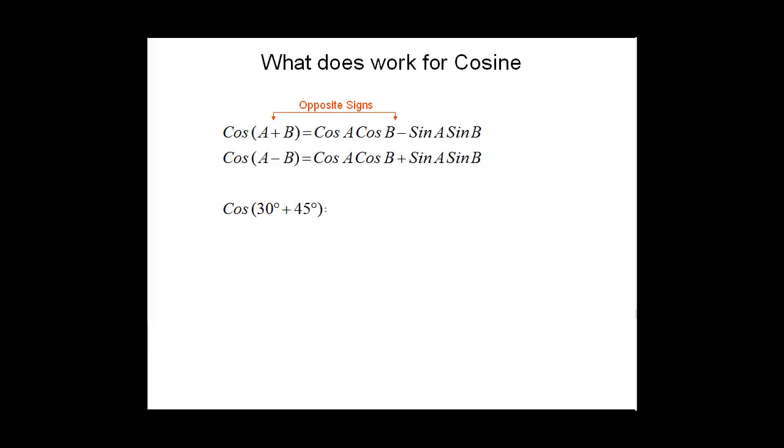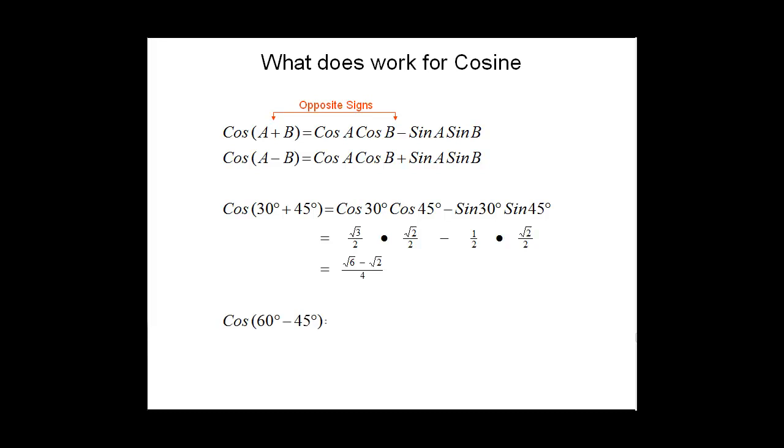Okay, doing some examples. If you have cosine of 30 plus 45, if you look at this pattern, it's cosine, cosine, opposite, sine, sine. So it's going to be cosine 30, cosine 45, plus turns into minus, sine of 30, sine 45. Okay, the cosine of 30 and the cosine of 45 is square root of 3 over 2, square root of 2 over 2. Sine of 30 is 1/2. Sine of 45 is square root of 2 over 2. So you get square root of 6 minus square root of 2 over 4, and the tops have radicals in them.